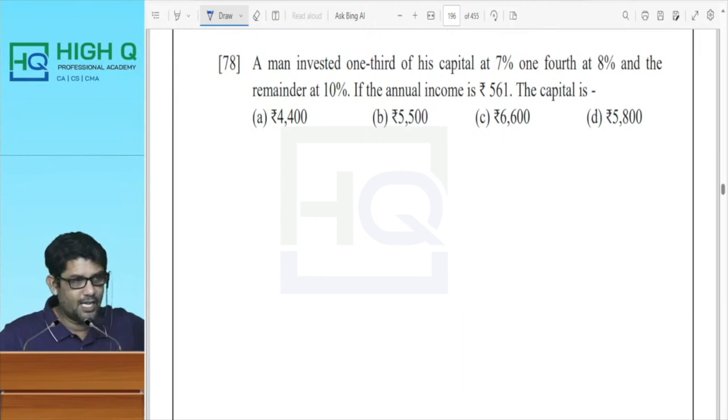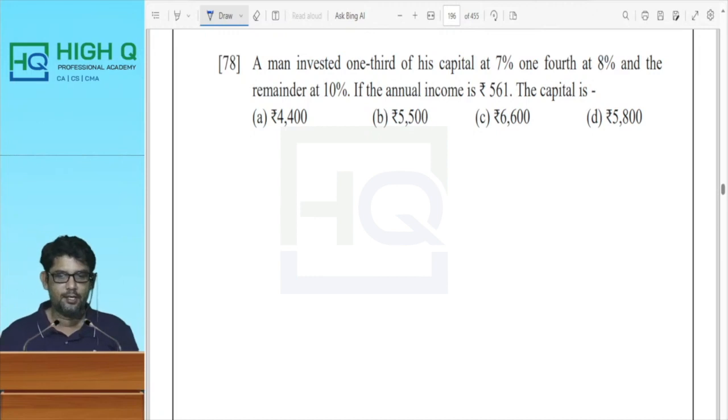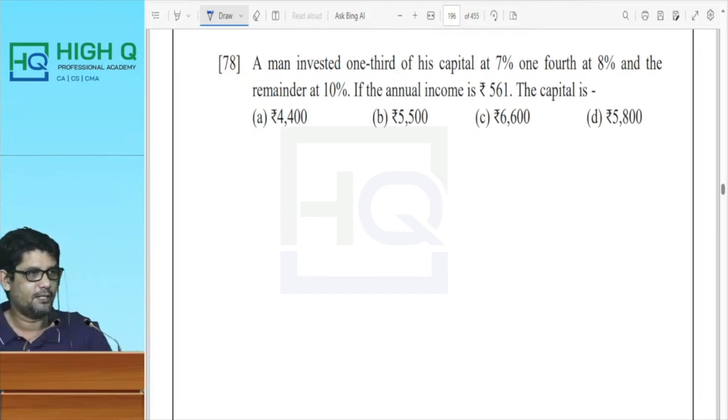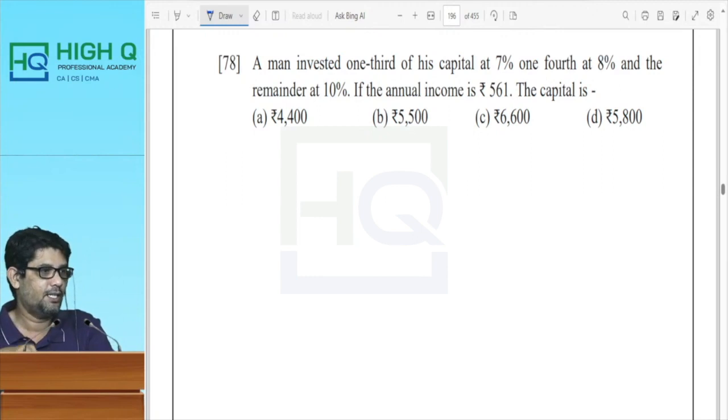Are you all applying trial and error method? Please listen here. Trial and error method is best method, but there is a drawback here. You tried option A, not coming. Then you tried option B, did not come. Then you went for option C, then you checked it, you got the answer.